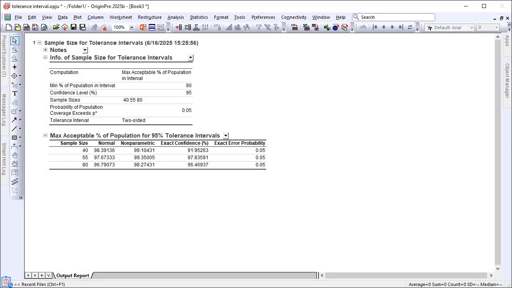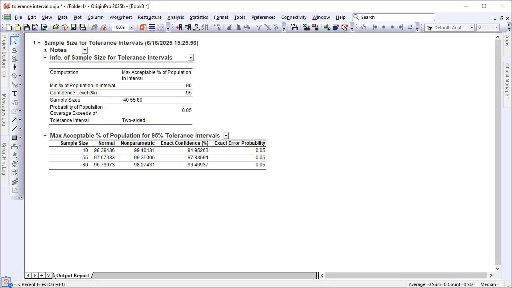Under the normal method, with a sample size of 40, we are 95% confident that the two-sided tolerance interval covers at least 90% of the population, with a cap at 98.39%, and the chance of exceeding this cap is 0.05. Again, although not needed here, we can also look at the same sample size under the non-parametric method. With a sample size of 40, we are 92% confident that a two-sided tolerance interval covers at least 90% of the population, with a cap at 99.1043%, and the chance of exceeding this cap is 0.05.